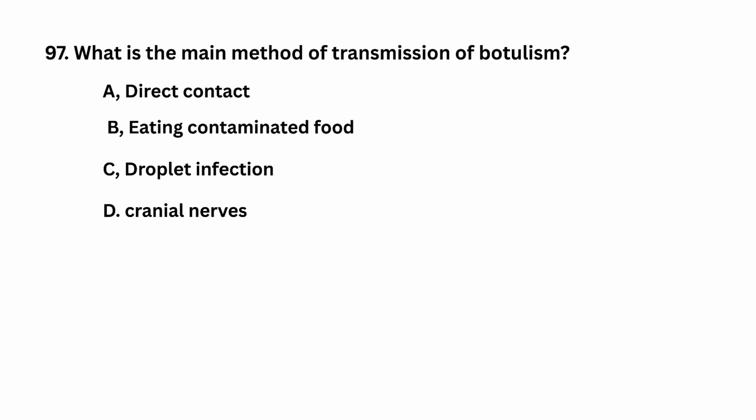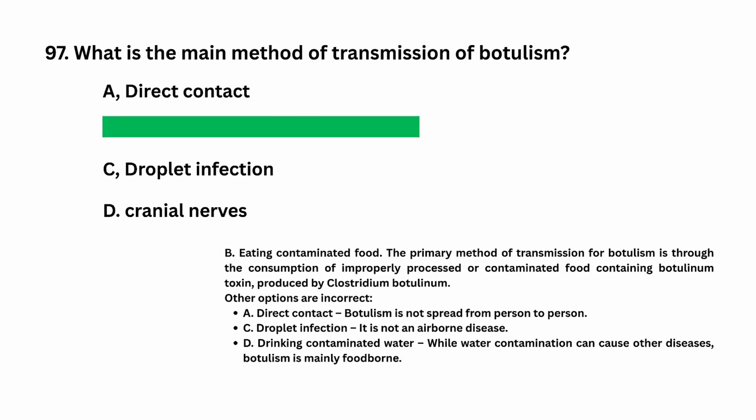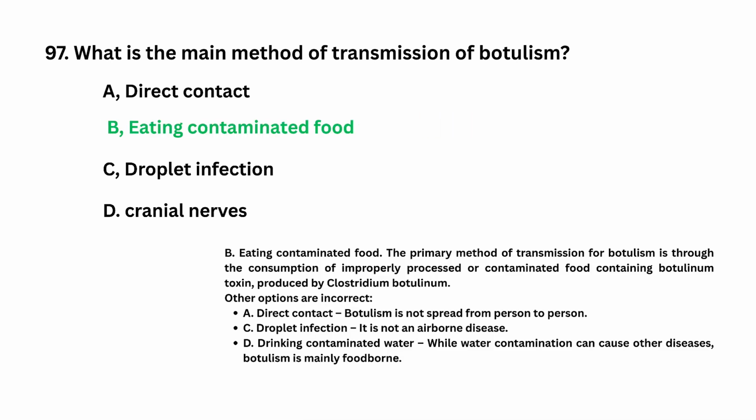What is the main method of transmission of botulism? Direct contact, eating contaminated food, droplet infection, drinking contaminated water. Eating contaminated food is the answer.